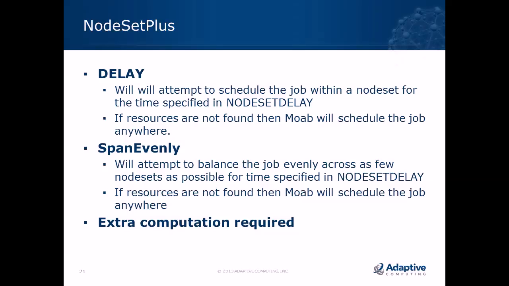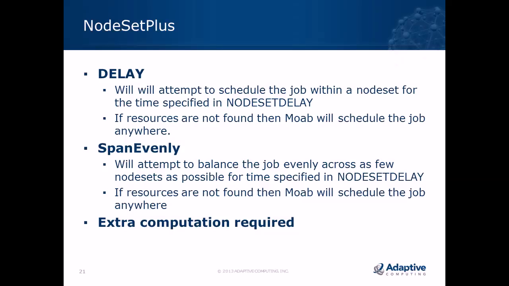So in closing, there are certain things that require extra computation for Moab and certain things that don't. Reservations are the most costly because not only do they have a space element, that is where they are on the system, they also have a time element, which means I'm on the system, but I'm only on the system from this time to this time. So that requires extra computation from Moab.